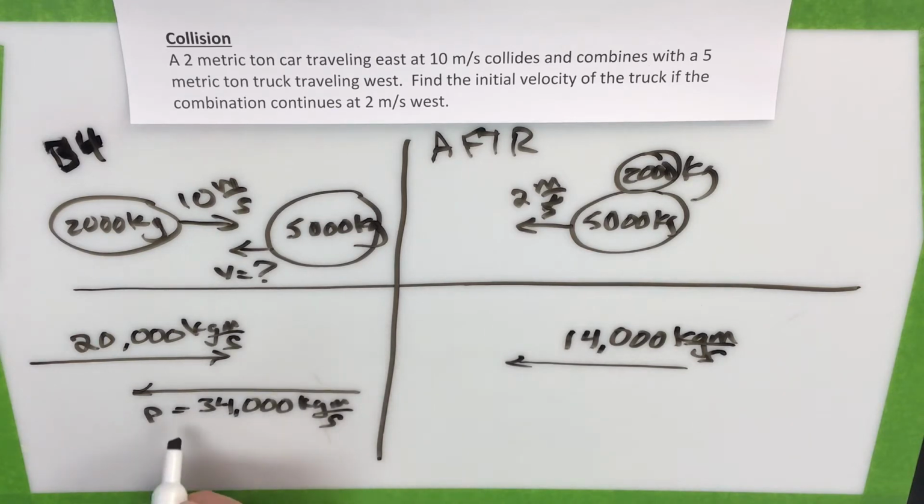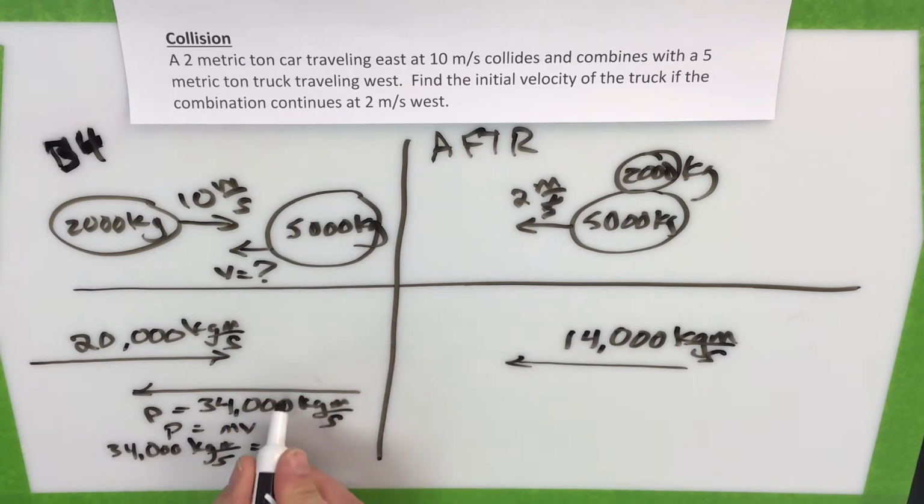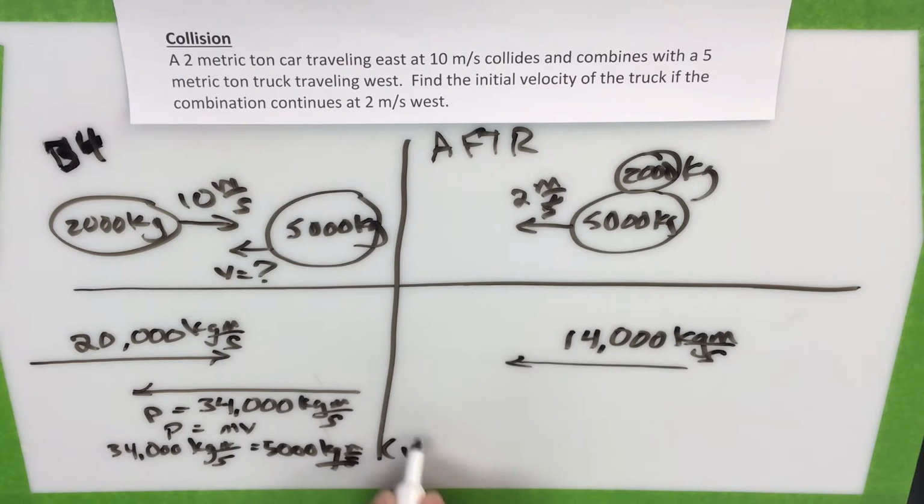So p equals mv, 34,000 kilogram meters per second is equal to its mass, just its mass, because that arrow represents that object, 5,000 kilograms times v, and then that velocity is 34,000 divided by 5, exactly the same answer as before, 6.8 meters per second to the left. There's your answer. Put an arrow on that thing, it's perfect.